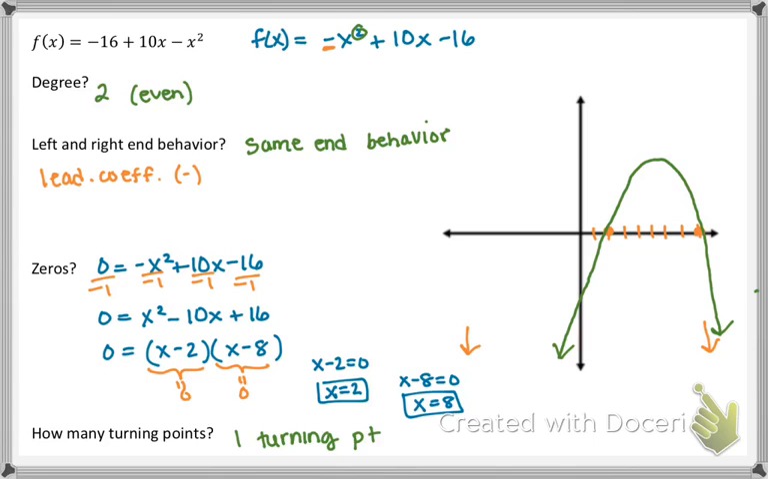So your homework is the last page of your packet. The first part is looking at each function that is given and using the degree and the leading coefficient to determine what the end behaviors are. Whether it goes up on the left and down on the right, or down on the left and down on the right. So look at the degree. If it's even, the ends are the same. If it's odd, they're different, opposite. And then look at the leading coefficient. If it's negative, for an even degree, they both point down. If it's positive, they both point up.